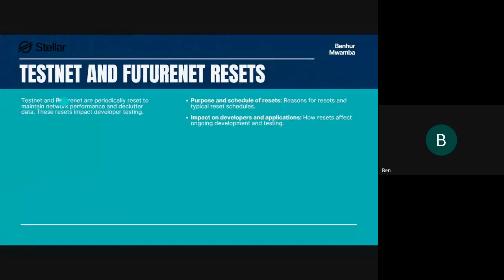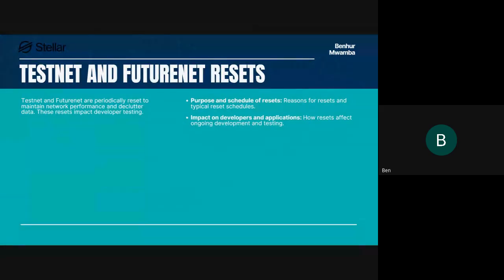Okay, we spoke about testnet and futurenet yesterday. The reset. Testnet and futurenet are periodically reset to maintain network performance and to declutter data. These resets impact developer testing. The reason resets are done is to declutter data. It happens periodically, about 3 to 4 times per year. The testnet reset happens 3 to 4 times per year.